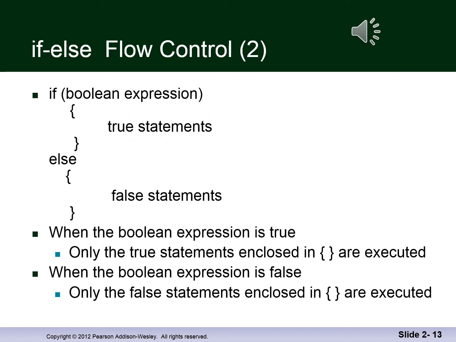Else flow of control, where there are multiple statements to be executed when the Boolean expression is evaluated as true, and multiple statements to be executed when it is false. This is a branch. If the Boolean expression is true, it branches to the true statements. If it is false, it branches to the false statements after the else. And notice the brackets. If you want more than one statement to be executed when it's true, you have to put those statements in brackets.